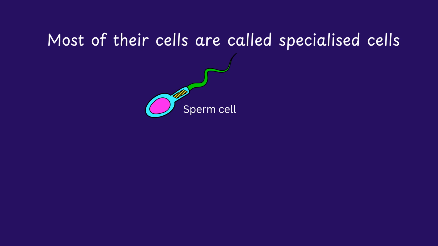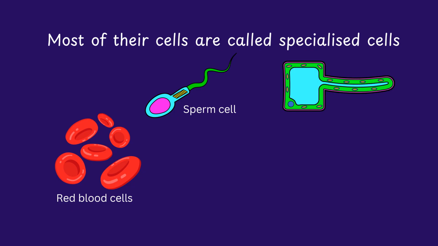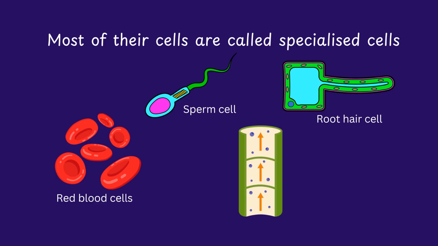For example, the sperm cells that are responsible for fertilizing the egg, red blood cells that are responsible for transporting oxygen to respiring tissues, and in plants we have the root hair cells that absorb water and mineral ions from the soil, and the xylem cells found in plants that transport the water with dissolved minerals throughout the plant.